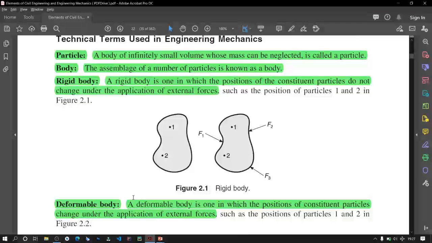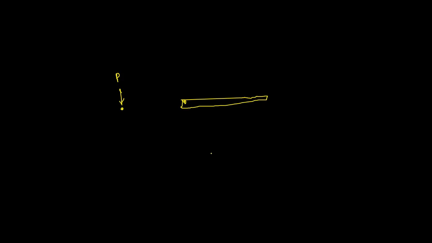Now first read rigid body. A rigid body is one in which the positions of the constituent particles do not change under the application of external force. A deformable body is one in which the positions of the constituent particles change under the application of external force. Like there is a body, this is body A, this is body B.